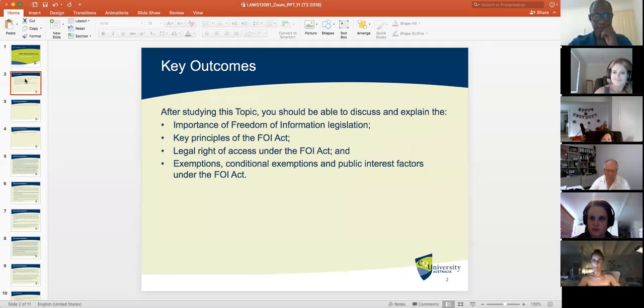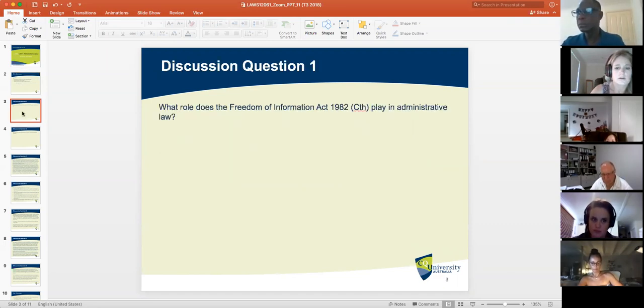So tonight we will cover 6 discussion questions to dig deep into the topic on freedom of information, including the quiz question that we have for the week, which is the final quiz question. Let's begin by talking about the role of the Freedom of Information Act 1982 (Commonwealth) in administrative law. What role does it play?